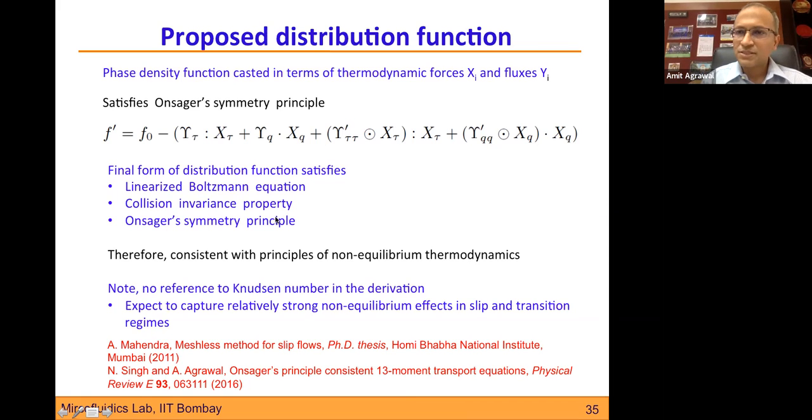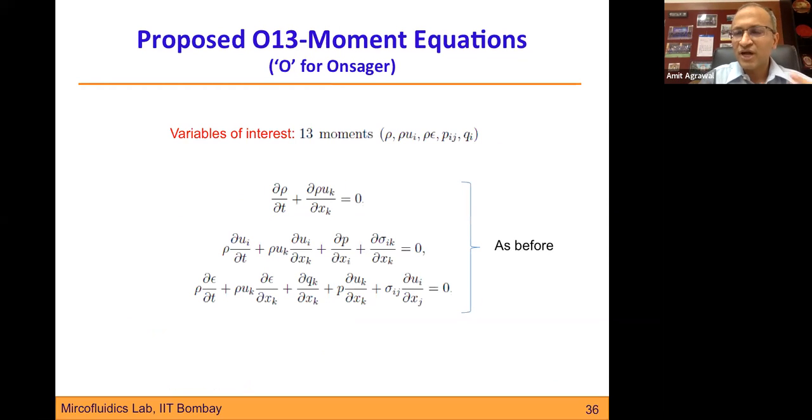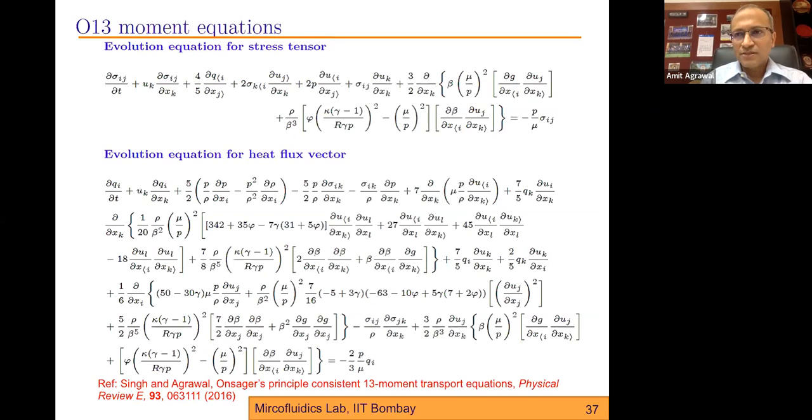So this is consistent with the entropy principle, and it also ensures that at the time of collision of the molecules, this is all at the molecular level, the mass, momentum, and energy conservation principles are satisfied. So we have dialed in all this basic physics, and then constructed this distribution function. And then using this distribution function, we have gone ahead to derive these equations, the 13 moment equations and the Burnett type of equations.